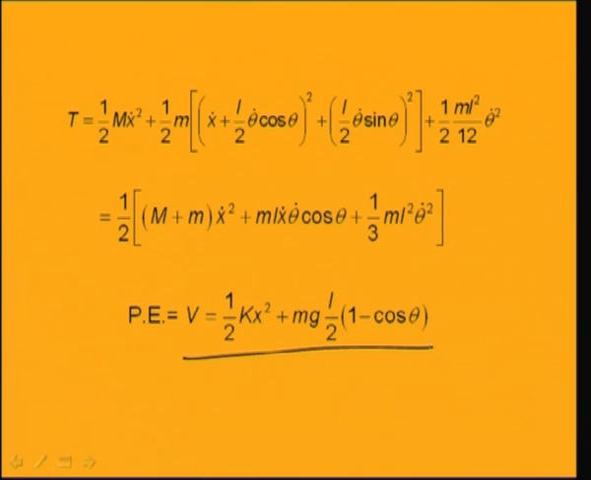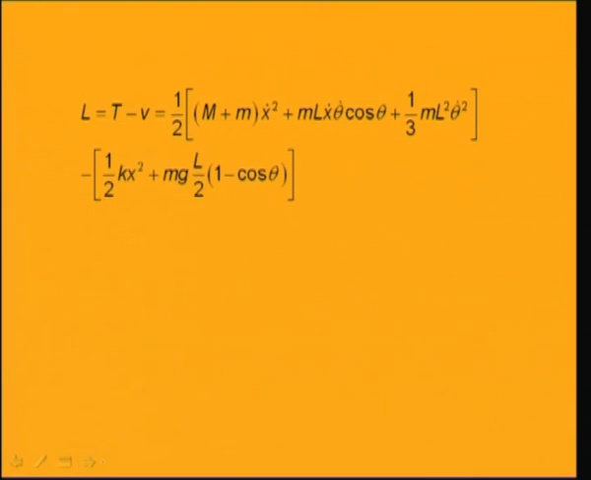Potential energy is the potential energy of the spring plus the potential energy due to the change in height of this rod. So, after knowing this kinetic energy and potential energy, you can write the Lagrangian of the system equal to T minus V. Now, you can find the generalized forces q1 and q2. In this case you can take q1 equal to x, this is the generalized coordinate, and q2 equal to theta.